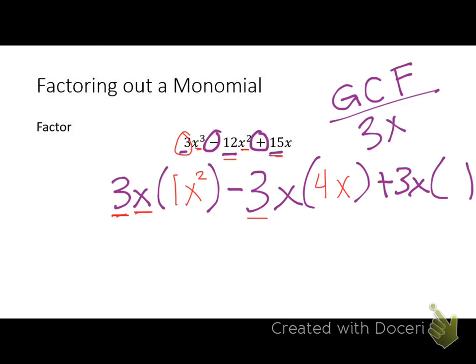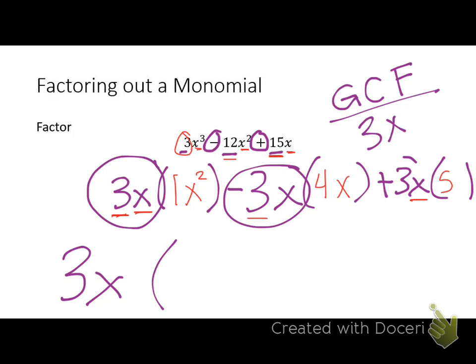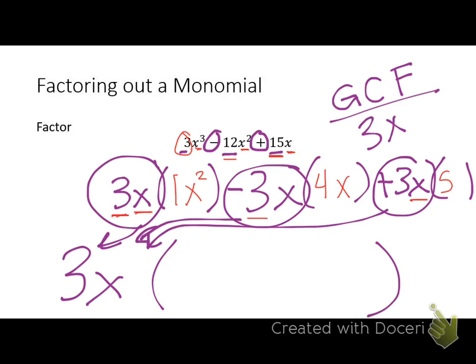And last but not least, what is 15 divided by 3? Well, that's 5. And I only had 1x up here, and I used my 1x, so it's just 5 in that set of parentheses. So now that I have my GCF written out in all my other terms, and I wrote them all as products, what we're going to do is I'm going to take that 3x away. So I want to pull it out front of everything. So what needs to go in parentheses beside it? Well, it's what's in red and the signs.